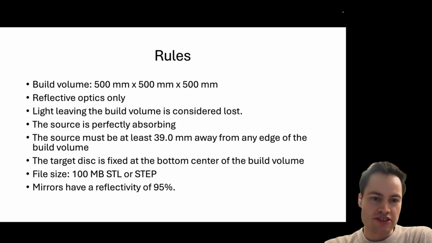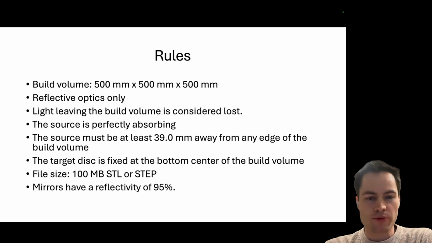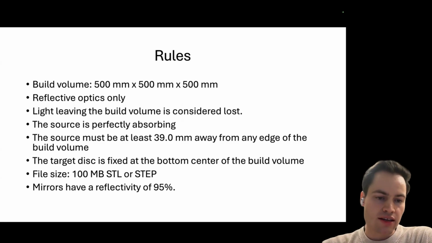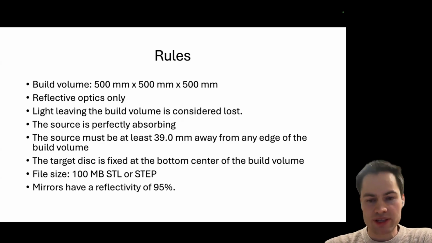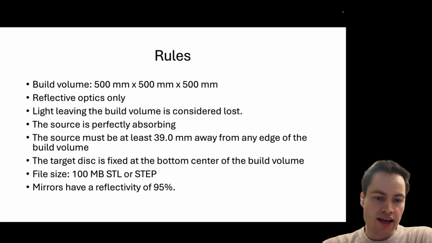Light leaving the build volume is considered lost. The source is perfectly absorbing, so if you send light back to the source, it's lost. And you can move the source around, but you need to keep it a little bit away from the edge. And the target is at the bottom of your build volume.